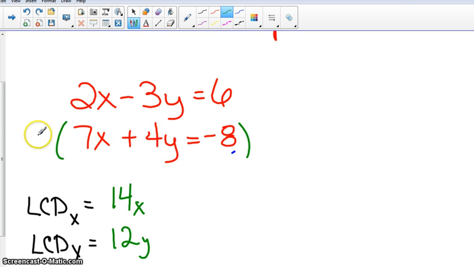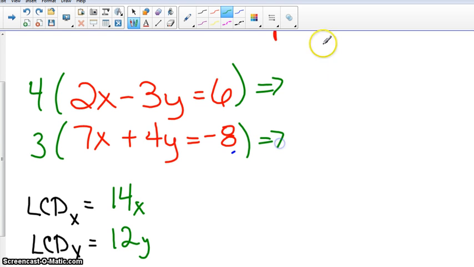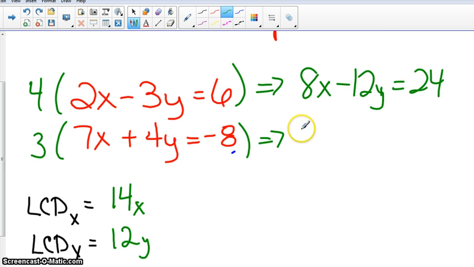To get 12y, we're going to have to multiply by 3. And up here, we're going to need to multiply by 4. I'll get a negative on the top and a positive on the bottom, and we should be okay. So when I multiply those out, I'm going to get 8x minus 12y equals 24. And on the bottom, 21x plus 12y equals negative 24.